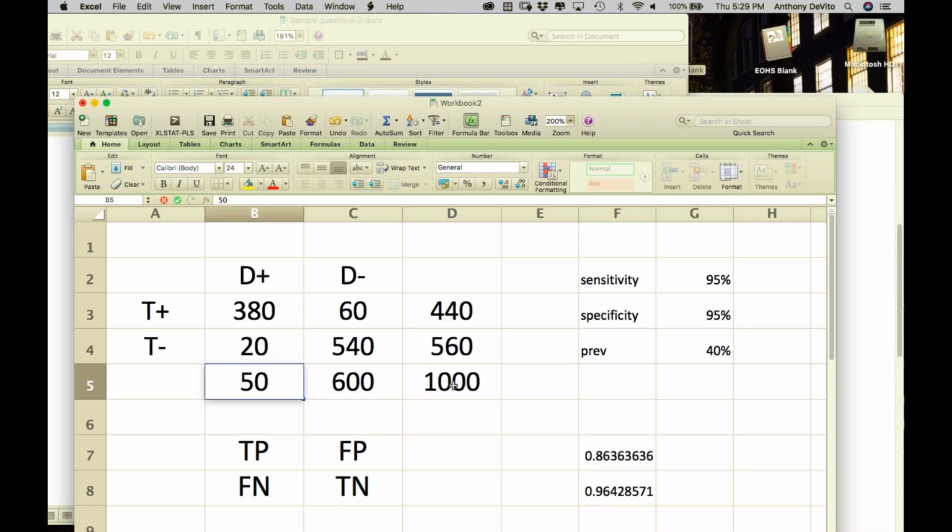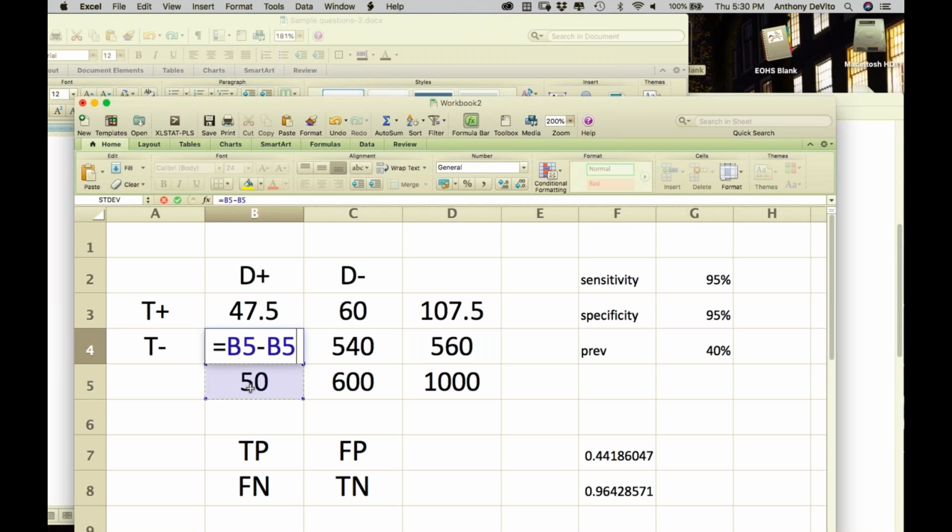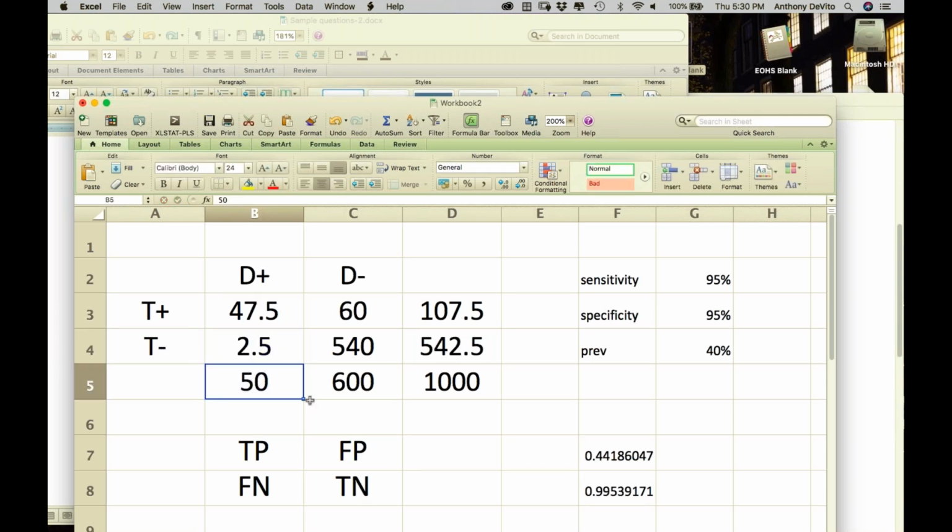That means that 47.5 of them will correctly be identified as having the disease. They'll be true positives. 20% will be false negatives. That's not right. It equals 50 minus 47.5. Right, it gets it right 95% of the time. The false positives are 2.5. I could have made this so it was whole numbers, but it really doesn't matter.